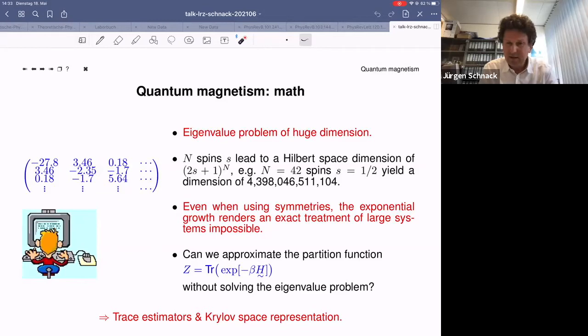But in order to predict or calculate thermodynamic properties such as specific heat or magnetization, we need to evaluate the partition function. The question is, can we approximate the partition function by some means in order to obtain approximate thermodynamic properties? And the answer is yes, we can do that, namely by means of trace estimators and in Krylov space representations.